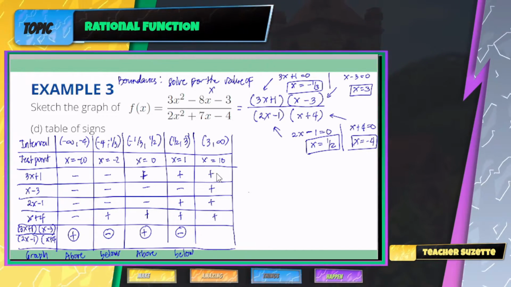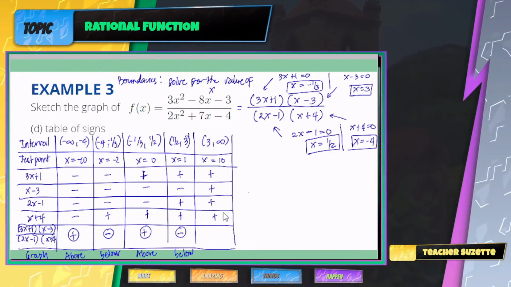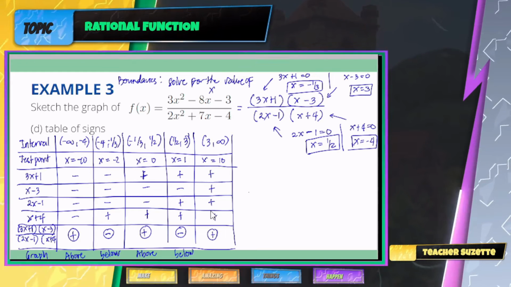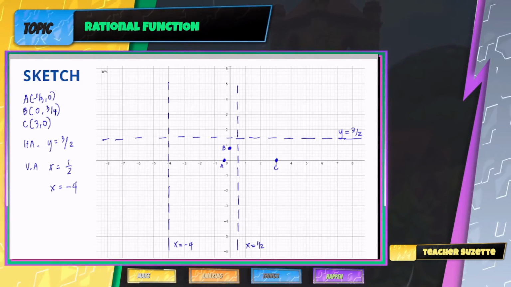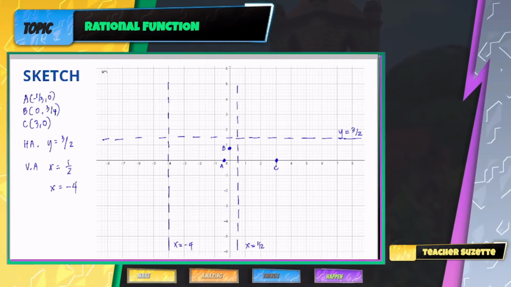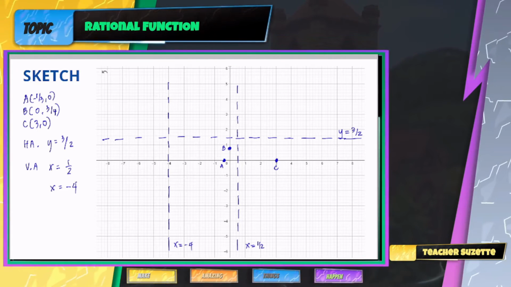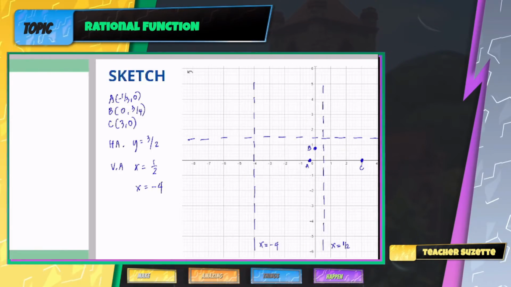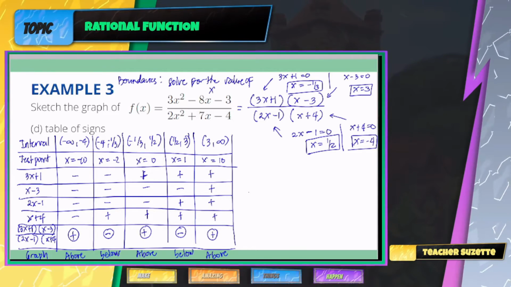And lastly, positive times positive. Then, divide mo siya by positive again. You will have positive, which is above. Now, let's draw the section of the graph near the asymptotes based on the transition indicated on the table of sign. So, again, balikan natin. Sabi, we have above, below, below, above.